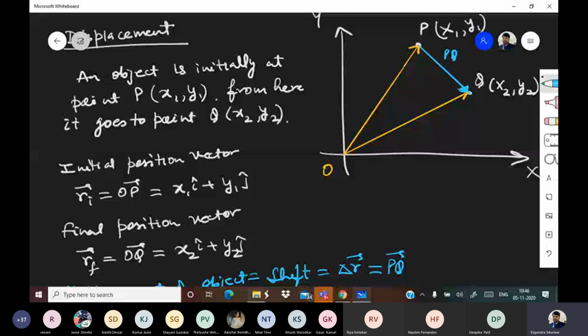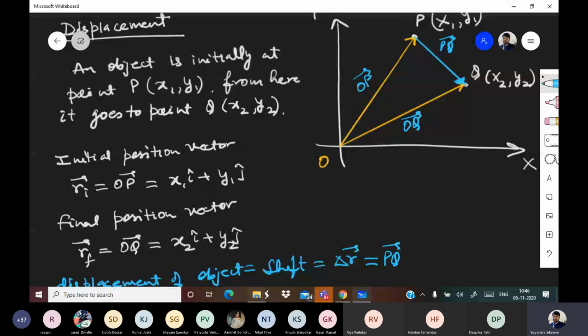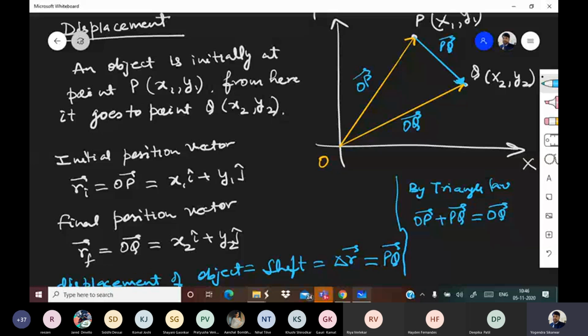So if you want to use the triangle of vector addition here, just to give you the idea, by triangle law, we are applying this separately. So what you can see is OP vector plus PQ vector is equal to OQ vector. Correct? Because triangle of vector addition says if two vectors are such that the tail of the second vector starts from the head of the first vector, then their resultant will be from the tail of the first vector to the head of the second vector. So OQ vector is our resultant basically.